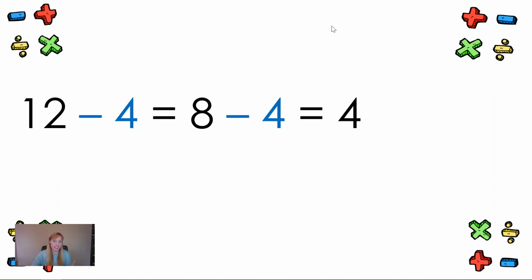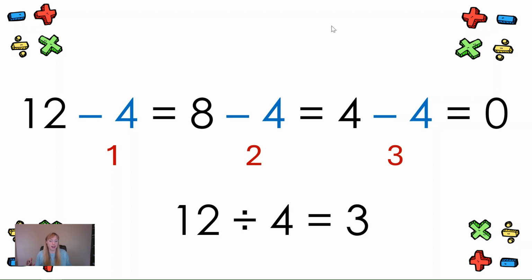We can do it one more time. What's 4 minus 4? Well, 0. Now we subtracted 4 from 12 until we couldn't anymore. Let's count up how many times we took 4 from 12. Once, twice, 3 times. That actually means that 12 divided by 4 is 3.